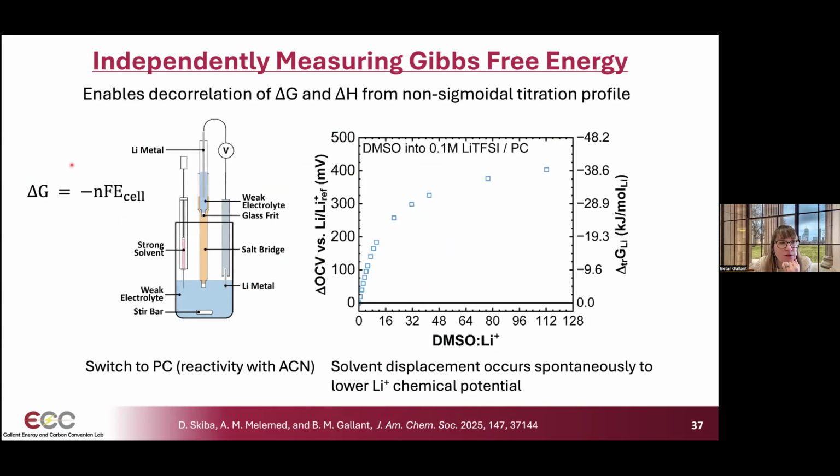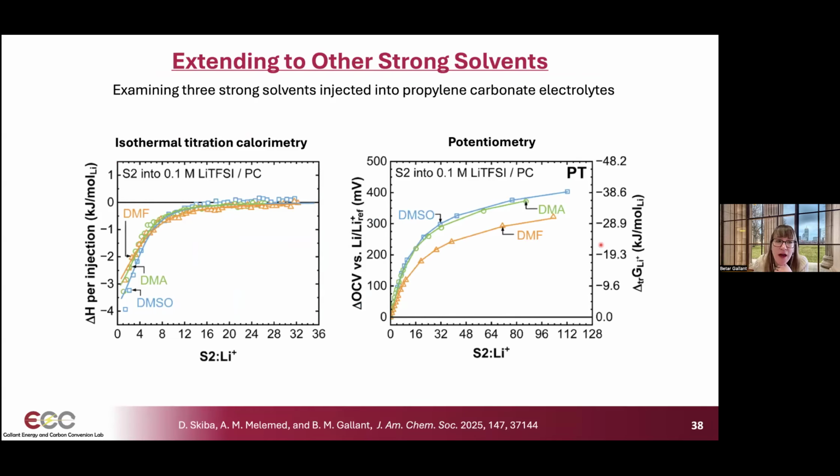But we can observe how the delta G changes as we increasingly inject the strong solvent into the weak solvent, thereby changing the coordination shell of the lithium. And you see that the OCV creeps up due to the negative delta G of this displacement reaction. And then this just shows that we can do this for other strong solvents. And so this shows how the titration data look, and then this shows how the OCV data look.